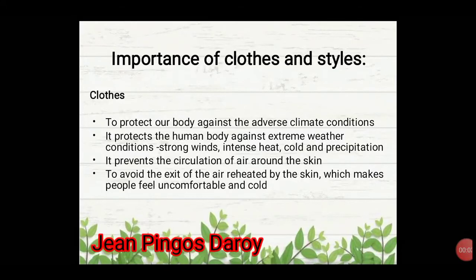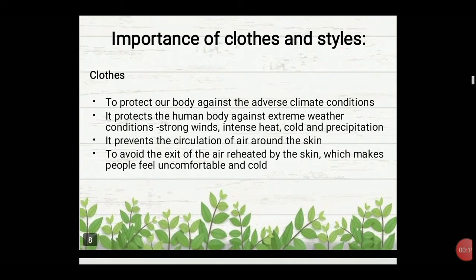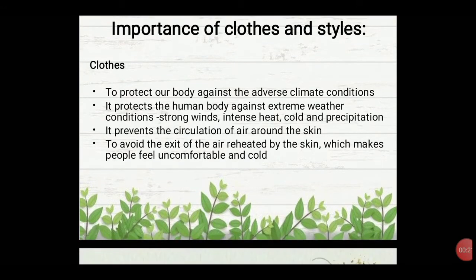So, good day everyone. Me and Divine Disinilia were assigned to report on the importance of clothes and styles. Divine was reporting on the importance of styles, so I am now assigned to report on the importance of clothes. Before I read the importance of clothes here in the PPT.